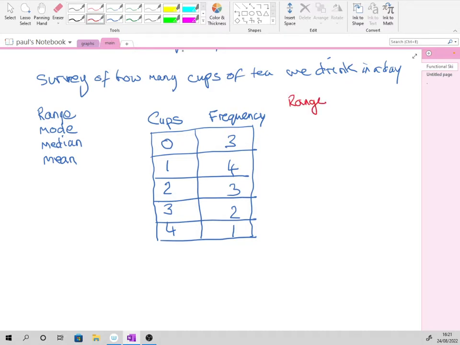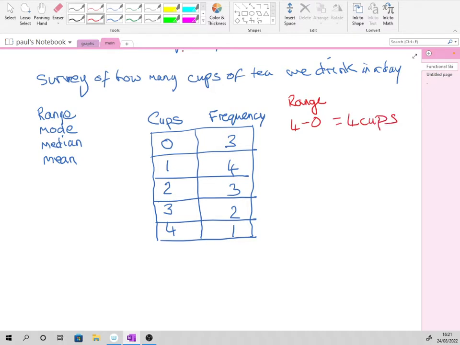Now the range is going to be the difference between the largest amount of cups of tea that were drunk and the smallest amount of cups of tea that were drunk. And this one, because 3 people said they drank no cups of tea, that counts. And 1 person drank 4 cups of tea, so the range is the largest, take away the smallest, which equals 4 cups.